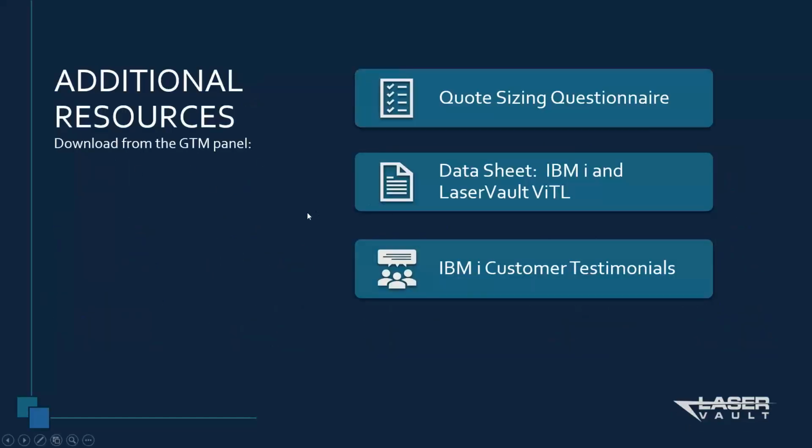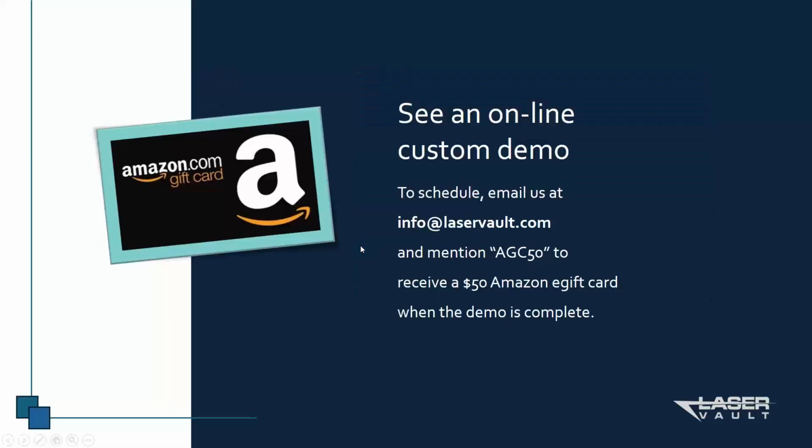Okay, some additional resources you can download from the GoToMeeting panel. Sizing questionnaire, that's pretty key. That gets us started on what's needed for Fibre Channel, what's needed for storage, whether you're going to use existing storage, and what that connection from LaserVault to that storage needs to be, whether it's a 10 gig or 25 gig Ethernet connection, or a Fibre Channel connection. Data sheet and some great customer testimonials.